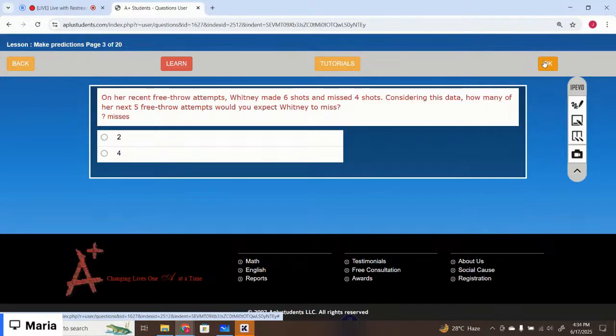On her recent 10 attempts, Whitney made 6 shots and missed 4 shots. Considering this data, how many of her next 5 free throw attempts would you expect Whitney to miss? Which is the correct option? Option number 1 is the correct option.